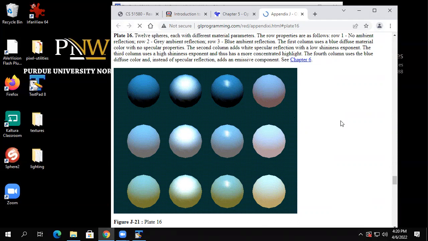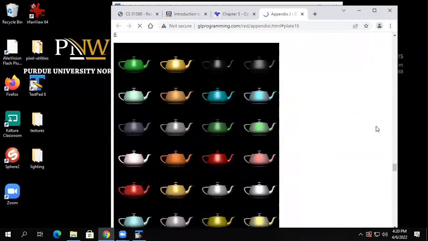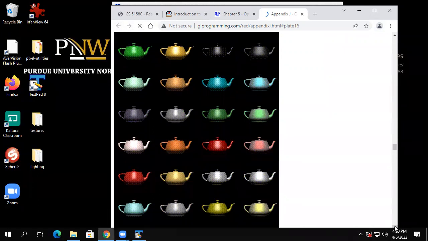And here's a similar, really famous picture. This picture at one point was all over the place. It was a famous example of what OpenGL could do. By modern standards, it's nothing. But in the 1980s, this was a pretty big deal. That's a teapot with 24 different appearances. They tell you at the top what they are.